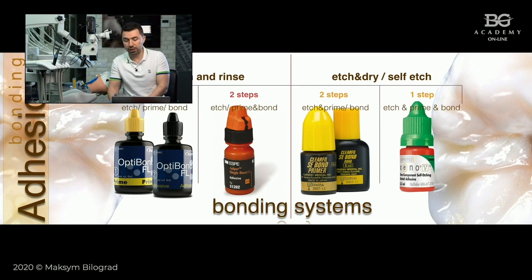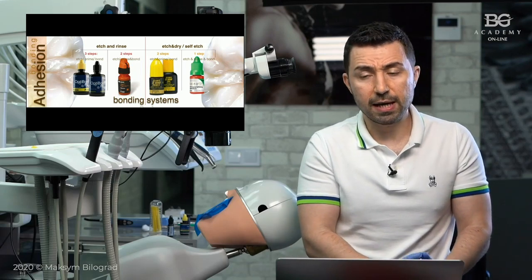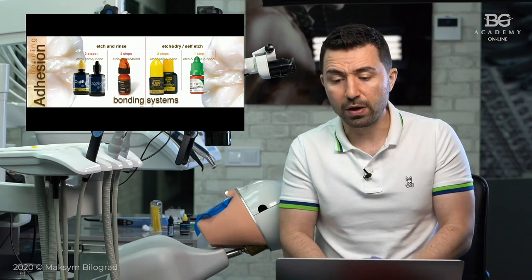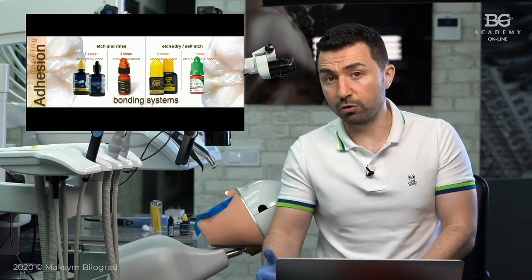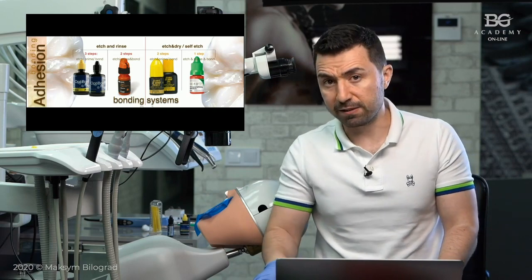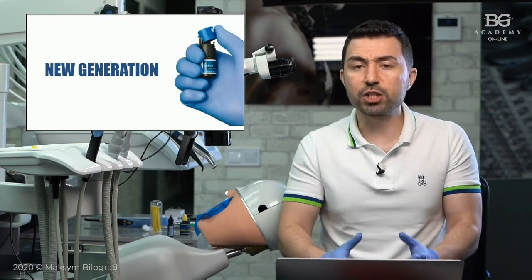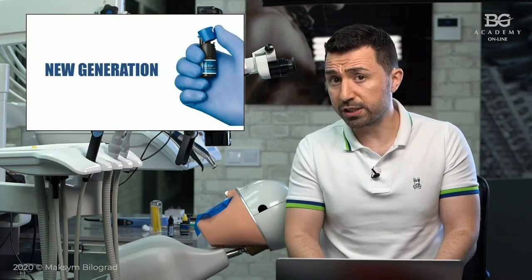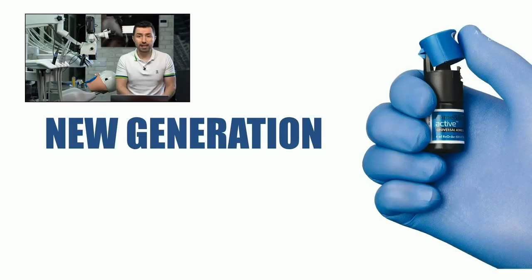Then we have self-etch adhesive systems. These self-etch adhesive systems also have two groups. Classic group, 6th generation, when you have separately an acid primer and you have adhesive as a separate bottle. And then you have a one-bottle system which includes acid primer and adhesive. Okay? And these are so-called universal adhesive systems that can be utilized as total etch and as self-etch adhesive systems.